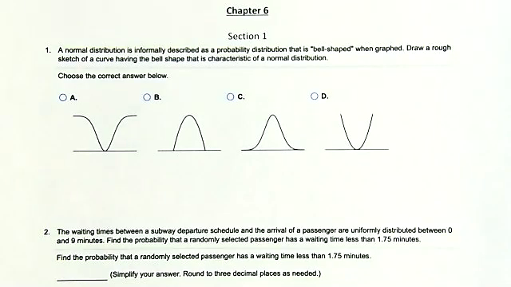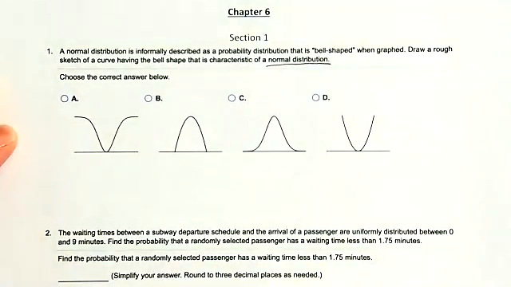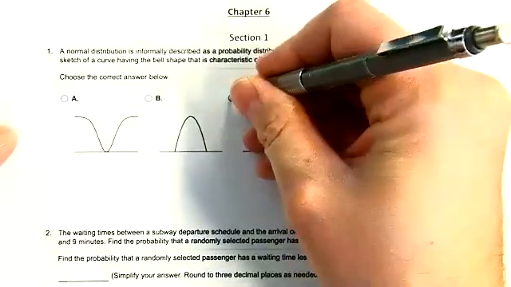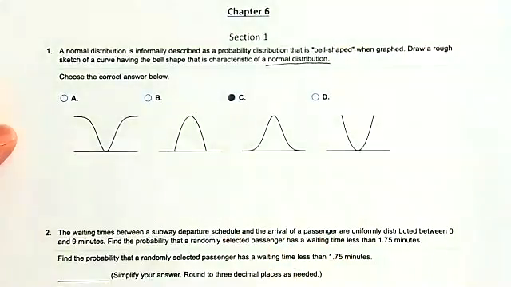Okay, in Chapter 6, Section 1, we will continue our discussion of the normal curve or the normal distribution. And we've already seen this curve. It's the classic bell shape, so the first question is very simple. We're just looking for this classic bell shape.